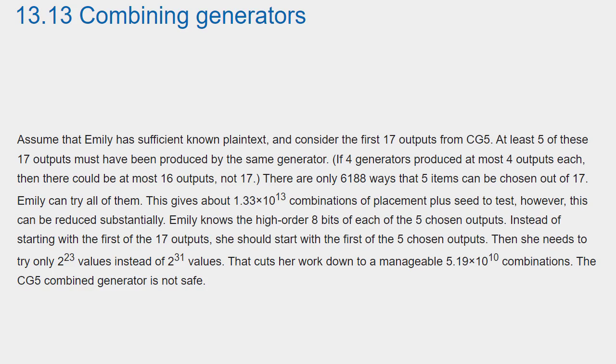However, this can be reduced substantially. Emily knows the high-order 8 bits of each of the 5 chosen outputs. Instead of starting with the first of the 17 outputs, she should start with the first of the 5 chosen outputs. Then she needs to try only 2^23 values instead of 2^31 values. That cuts her work down to a manageable 5.19 × 10^10 combinations. The CG5 combined generator is not safe.